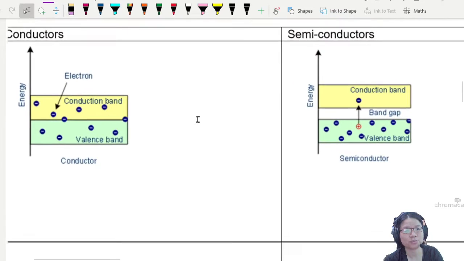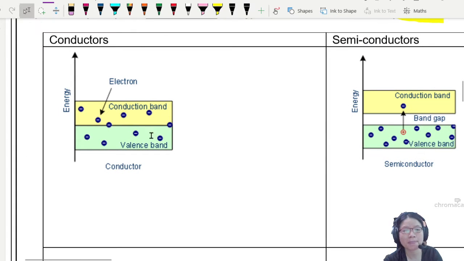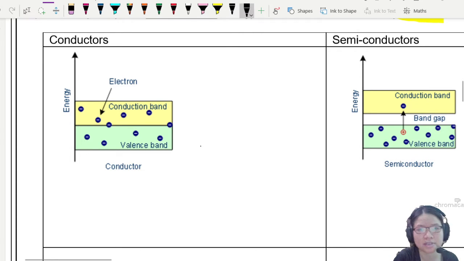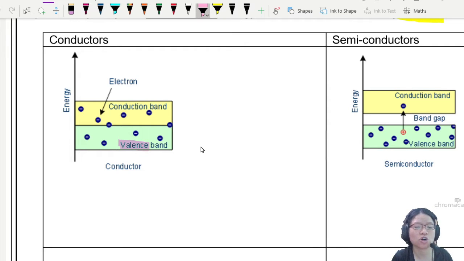So in this part, you will see that I've already drawn a drawing. And there's this thing called the valence band. If the term valence is new to you, if not, then you would think to yourself, oh, hey, I know the term valence before. Valence electron is the electron in the outermost shell. So valence band is the electron in the highest energy level.